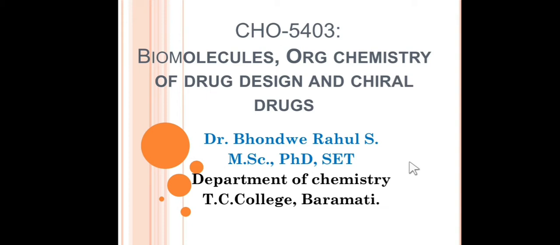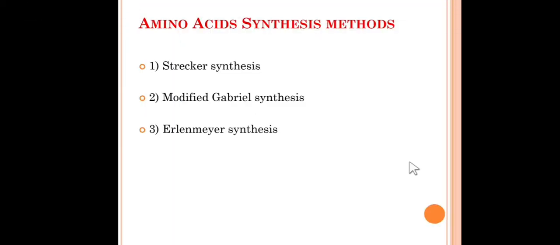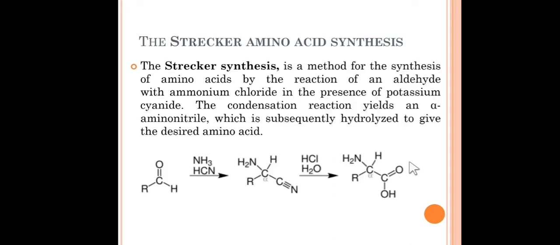So friends, in today's lecture we are going to start with the synthesis of amino acids. There are three very common methods used for the synthesis of amino acids. First one is Strecker synthesis, second is modified Gabriel synthesis, or most famously known as Gabriel malonic ester synthesis, and third is Erlenmeyer synthesis. These syntheses we will study for the amino acids. So let's begin with the first synthesis, that is the Strecker amino acid synthesis.